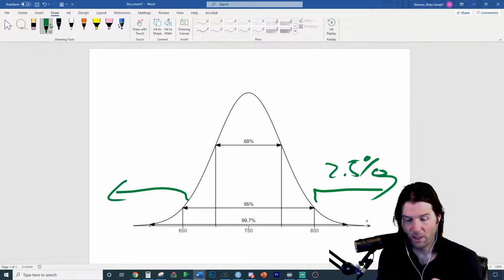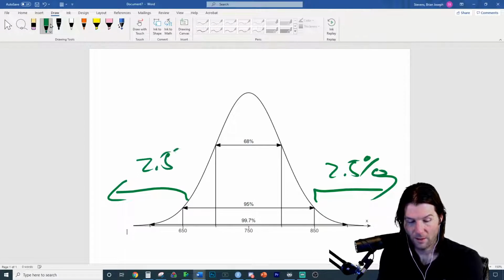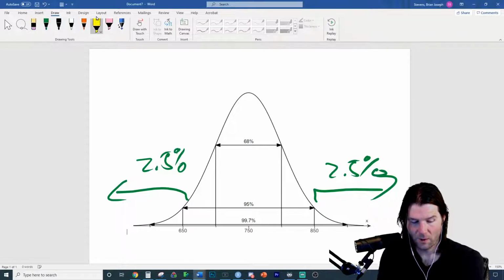Which problem are you working on, Michaela? Which problem? Which problem are you working on?